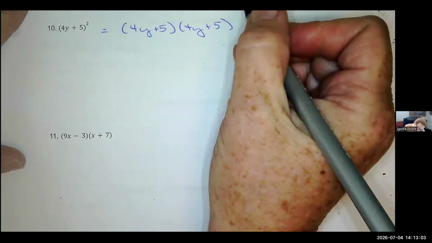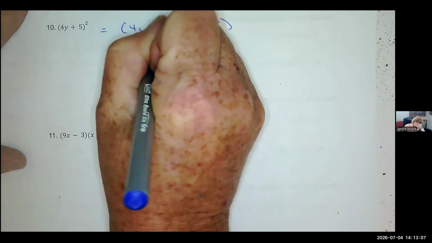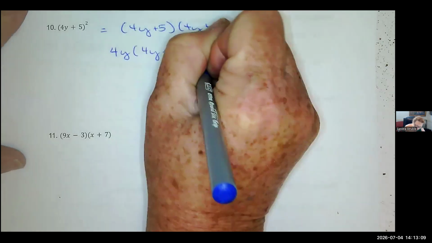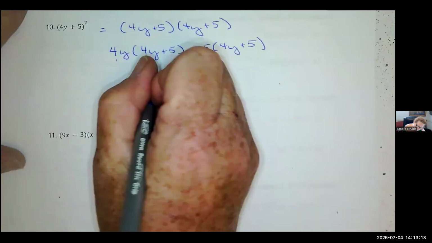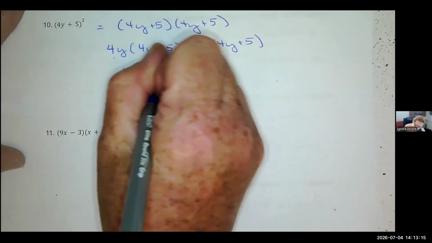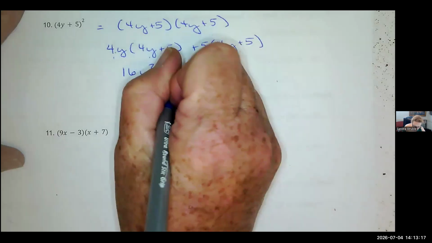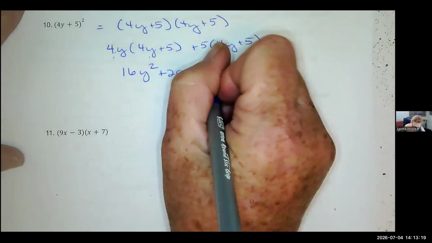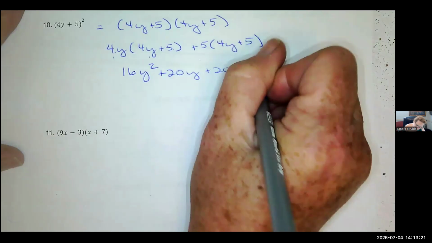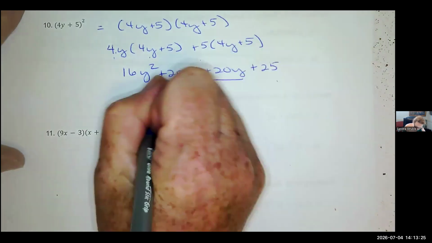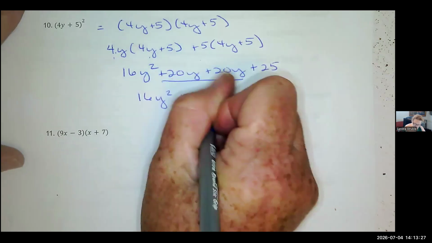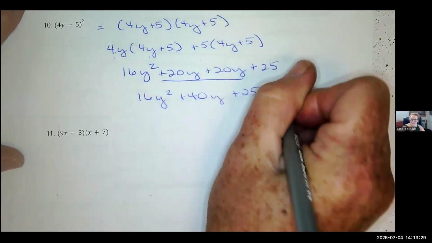So 4y times 4y plus 5, plus 5 times 4y plus 5. 4y times 4y is 16y squared. 4y times 5 is 20y. 5 times 4y is 20y. 5 times 5 is 25. Simplifying by combining like terms. There you go.